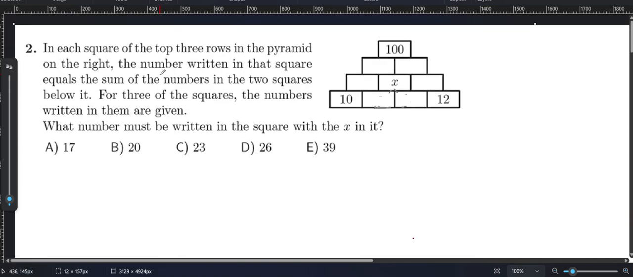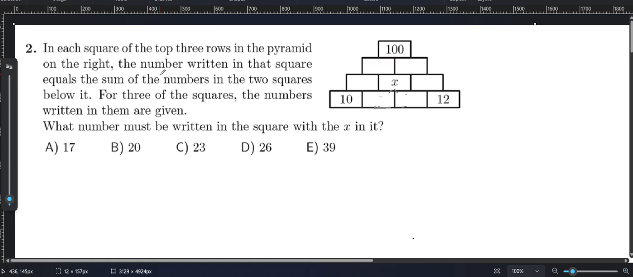So this is like a pyramid. In each square of the top three rows in the pyramid on the right, the number written in that square equals the sum of the numbers in the two squares below it. For three of the squares, the numbers written in them are given. What number must be written in the square with x in it?